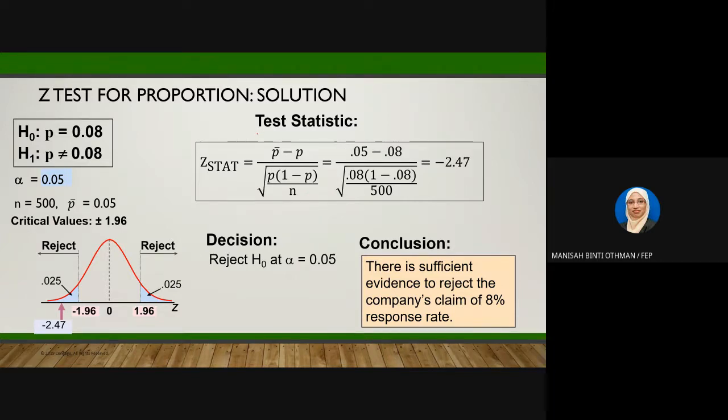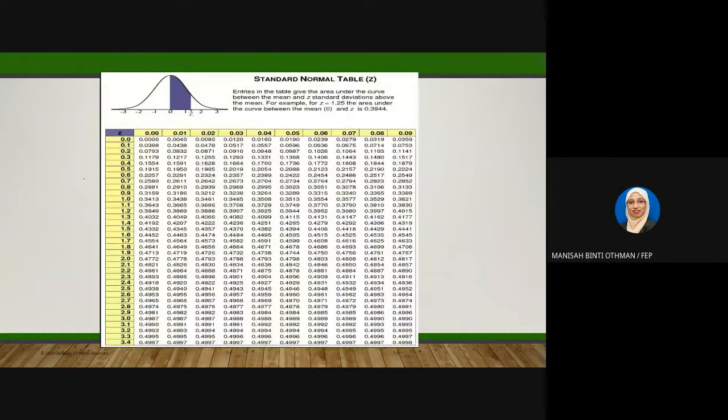Okay, so that's two tail. Now we go to the last part of the hypothesis testing, which is one tail. One tail is quite different from the two tail, and for one tail we don't have a specific table.